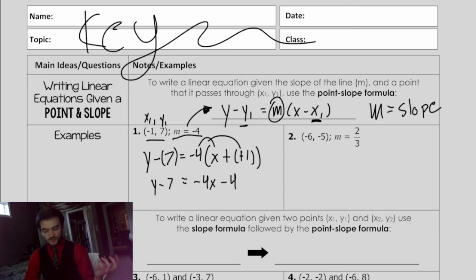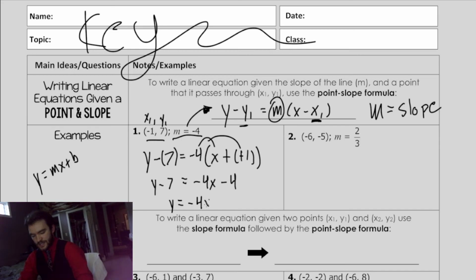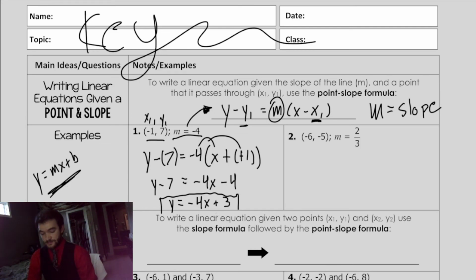We're almost there. Now I'm just going to try to get y by itself. We're trying to make it go from point slope into slope intercept. And hopefully you remember that slope intercept was y equals mx plus b. So I'm going to add this 7 over to here. -4 plus 7 is 3. So y equals -4x plus 3. That's all it's asking you to do, just write it in this form. My y is y, my m is -4, and then plus 3.